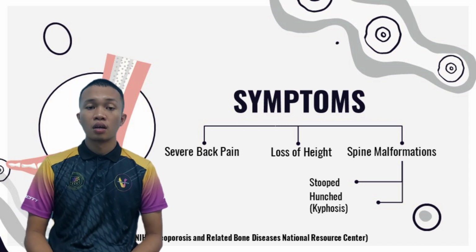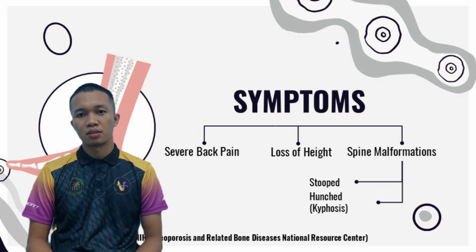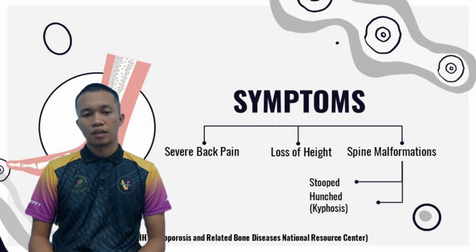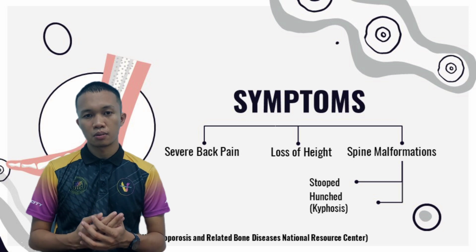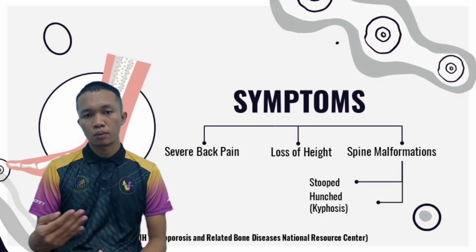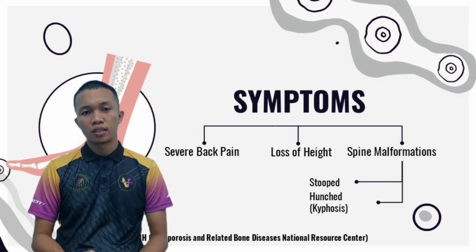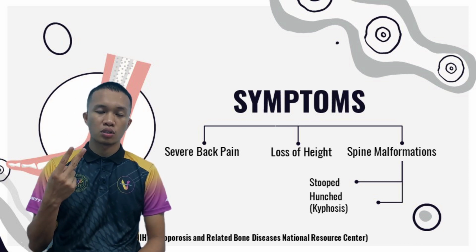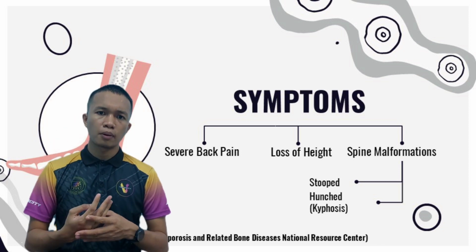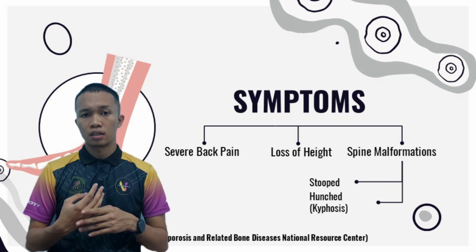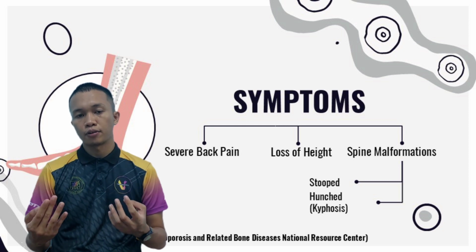For today's presentation, I will talk to you about the symptoms of osteoporosis. According to the NIH Osteoporosis and Bone-Related Diseases National Resource Center, on their website, they mentioned that osteoporosis is a silent disease where it won't show any kind of symptoms until a fracture occurs. According to the website, there are 3 main symptoms of osteoporosis. The first one is severe back pain, the second is loss of height, and the third is spine malformations. Spine malformations can be considered as what we call a stoop or hunched posture, also known as kyphosis.